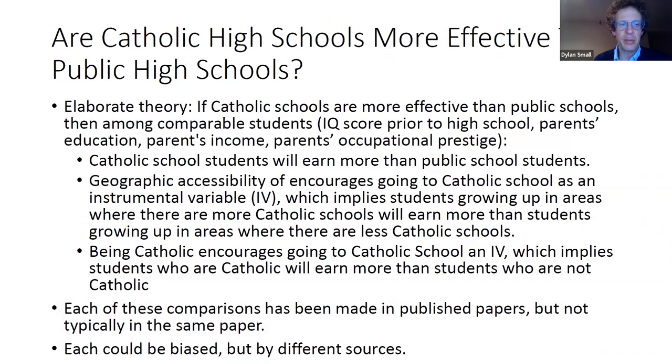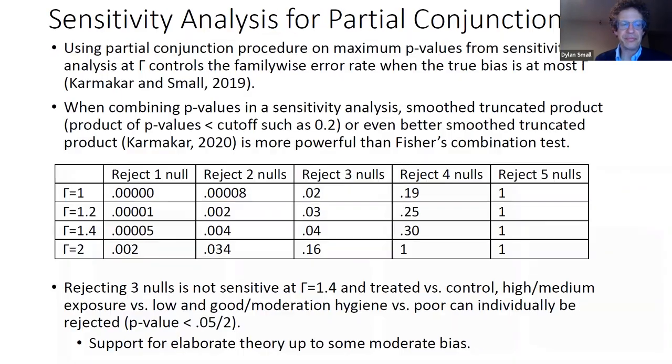N minus R plus one means we look at the three largest p-values. If you apply Fisher's combination test, that's not significant. So the results are somewhat sensitive to bias. But the results are supportive of the elaborate theory up to some moderate bias. So we still have evidence for at least three nulls being false, even with a bias of gamma equal to 1.4.